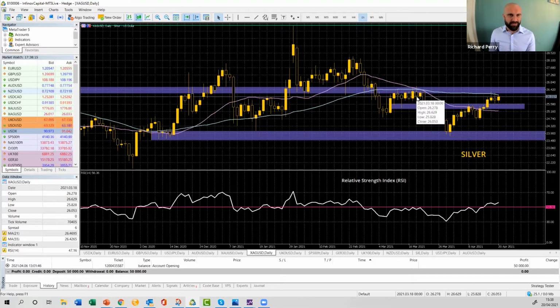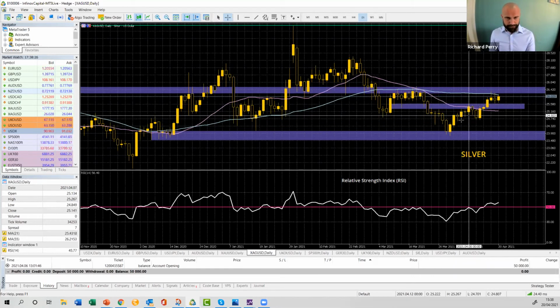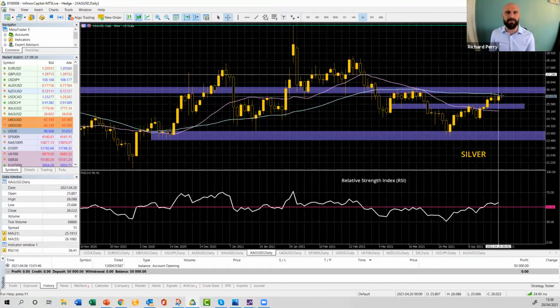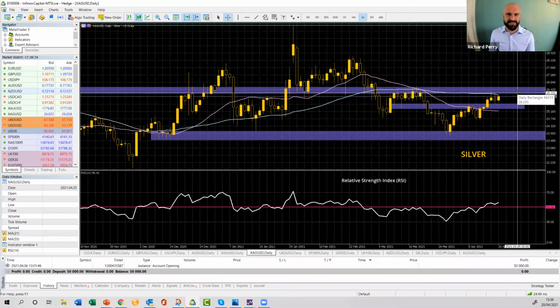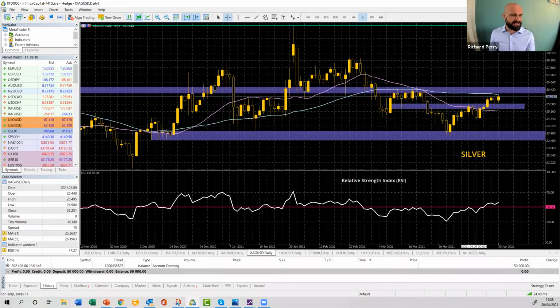It would need to get through this resistance line of this reaction high here, which comes in around the 26.65 area. It would need to get through that in order to really start to open the upside, and then you start thinking about the 28.30 area. But for now, I'm seeing this as a fairly significant resistance overhead, and I'm not expecting it to go through that. Although, as I said, the RSI has picked up.